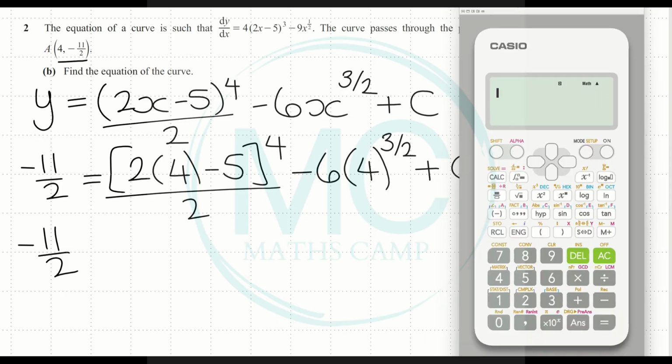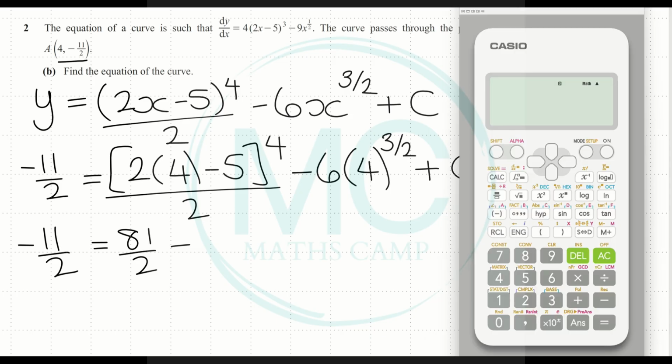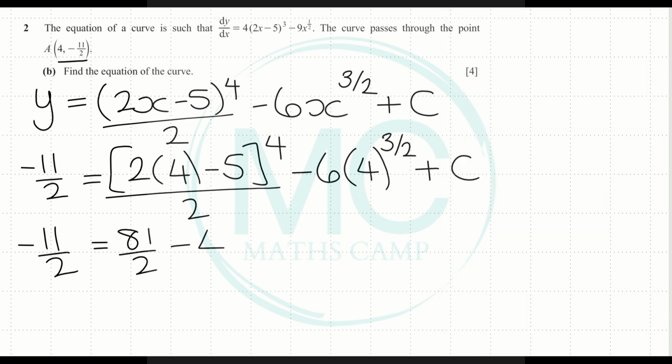We're going to have 2 multiplied by 4 minus 5 with an exponent of 4 divided by 2 gives us 81 over 2. So this becomes 81 over 2 minus, take your calculator, 4 with an exponent of 3 over 2 multiplied by 6 is 48. We have 81 over 2 minus 48 plus c.